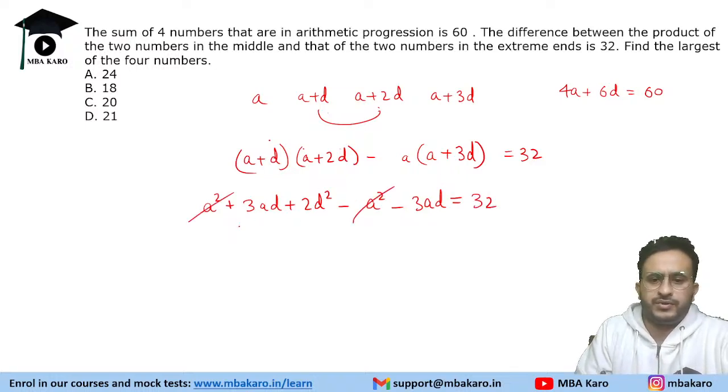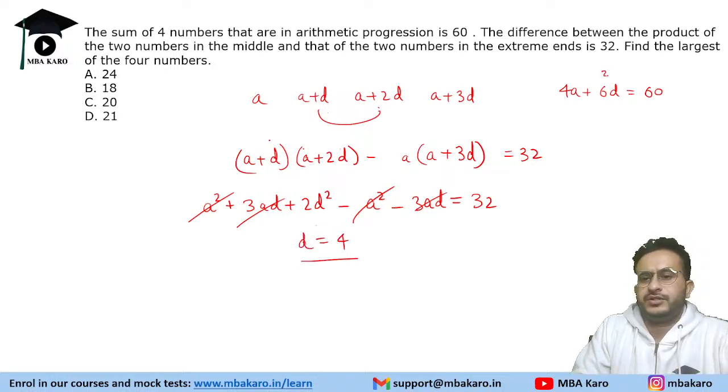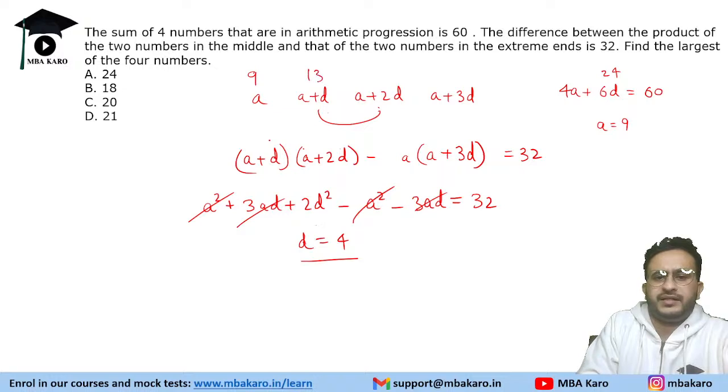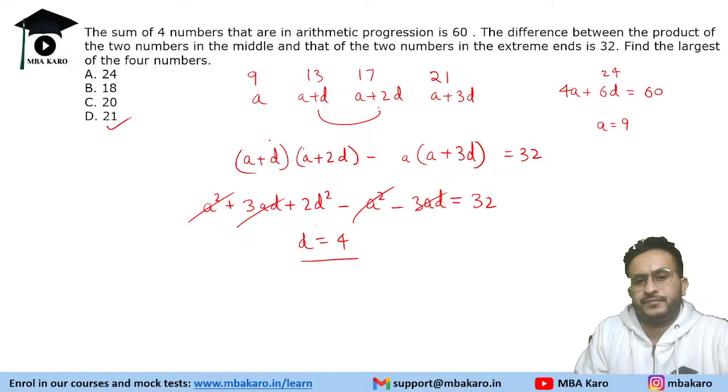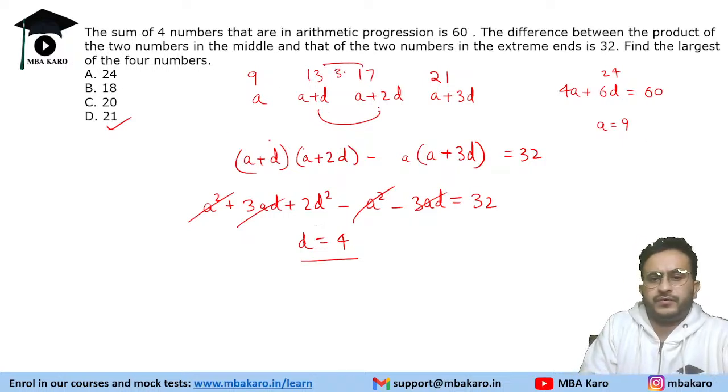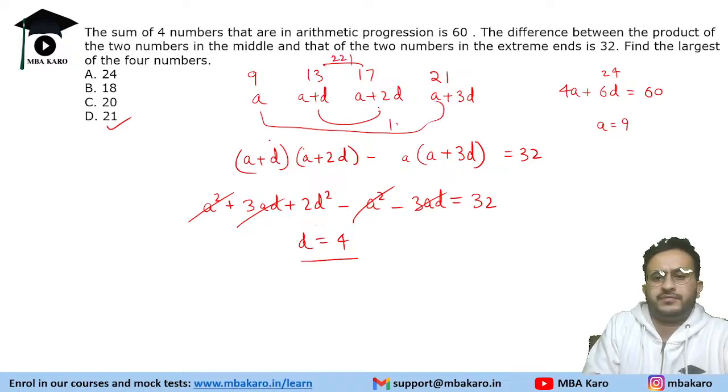So 3ad gets cancelled. So d is equal to 4. Okay, d is equal to 4. So this is 24. So a will be equal to 9. And so the numbers are 9, 13, 17, and 21. 21 is the largest, or we are at option 21. Yes, that is also verified.